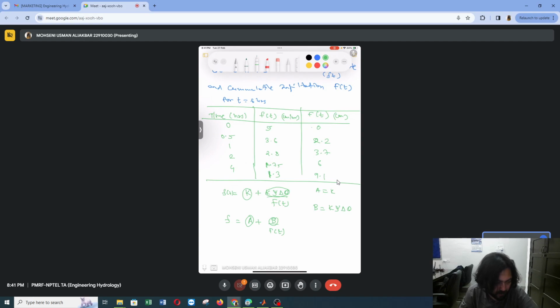Now we can give the values and solve simultaneous equations. Since we have multiple values, if we fit this equation, it will be a straight line. So instead of plotting, we can take any two points randomly. Since this is a linear equation, we can substitute two points in this equation and get the values of a and b. So let us do that. If we substitute the value of small f as 3.6 equals a plus b divided by capital F of t as 2.2, this is equation 2.